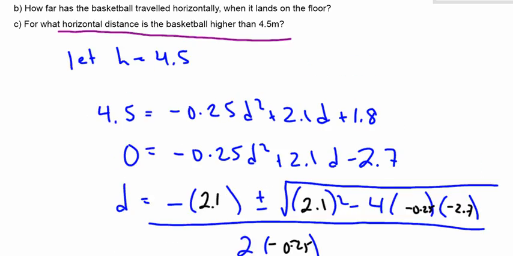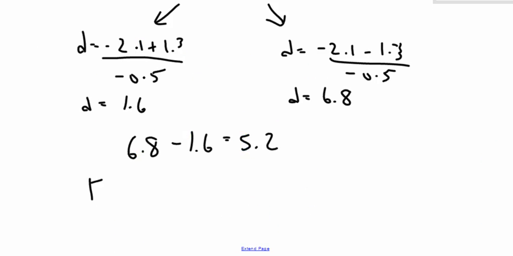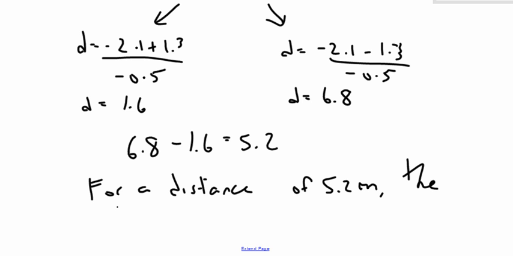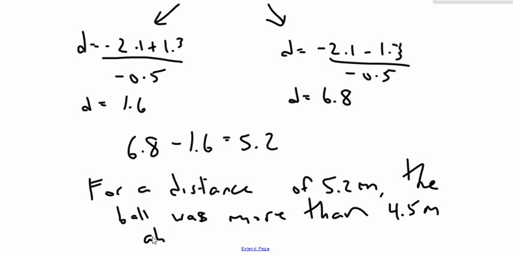And therefore, let me make sure I got the wording, for a distance of 5.2 meters, the ball was more than, this is not an easy tablet to work with when I'm trying to write, but you know, you can make out my chicken scratch because you can hear my voice. For a distance of 5.2 meters, the ball was more than 4.5 meters above the ground.